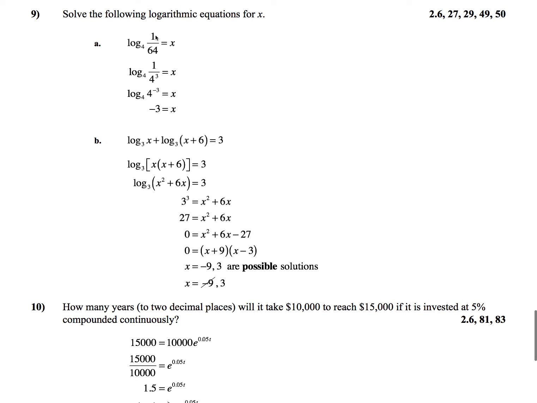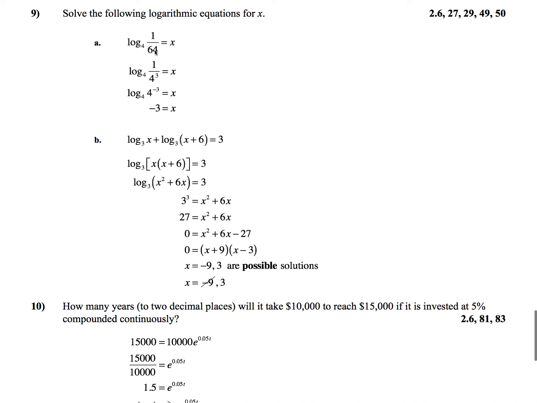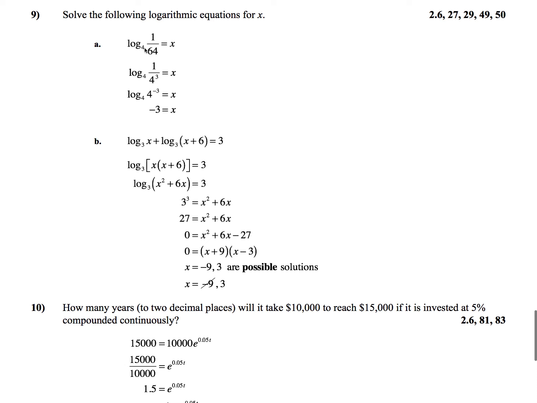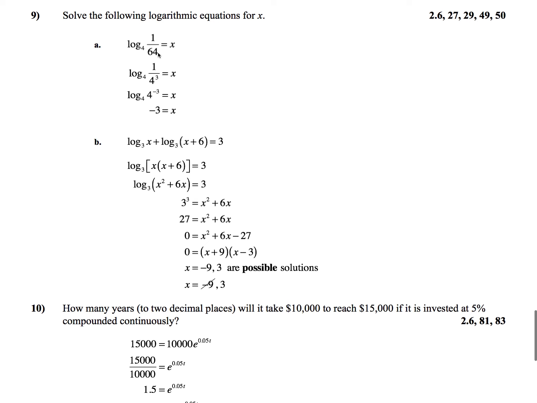It asks us to solve log base 4 of 1 over 64. So we want to know if we can write 64 with a base of 4. We know that 4 squared is 16. What happens if we multiply 16 by 4, one more 4, then by that product? 16 times 4 is 64. So that tells us that 64 is 4 cubed.